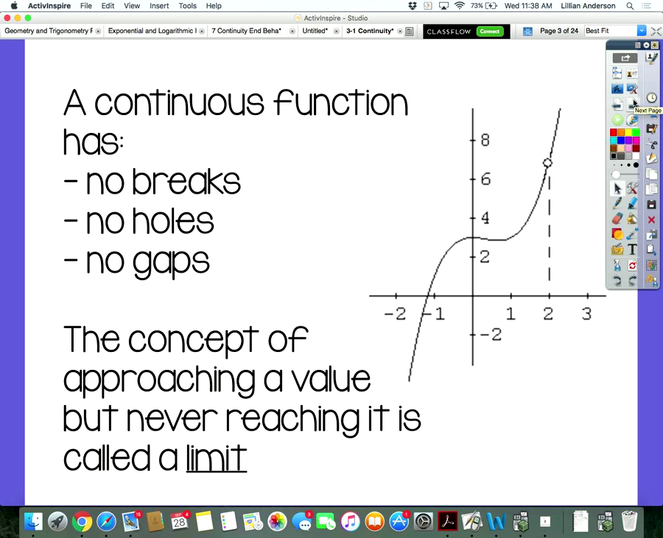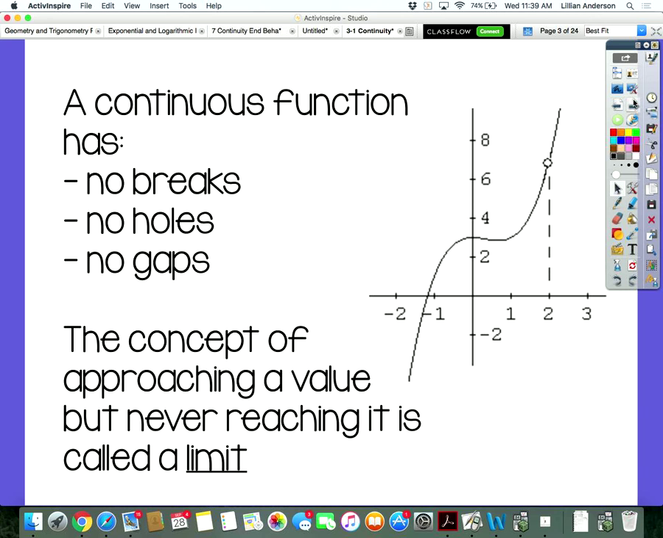So, you don't have to get the graph in, it's more just there for a visual, but you definitely want to get down that a continuous function has no breaks, no holes, and no gaps. Okay? No breaks, no holes, and no gaps. So in this picture, is this a continuous function?